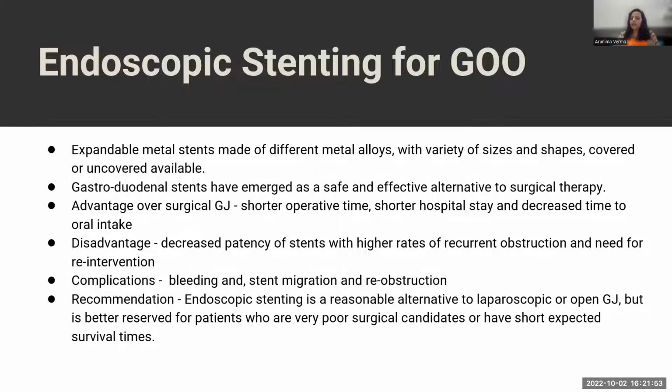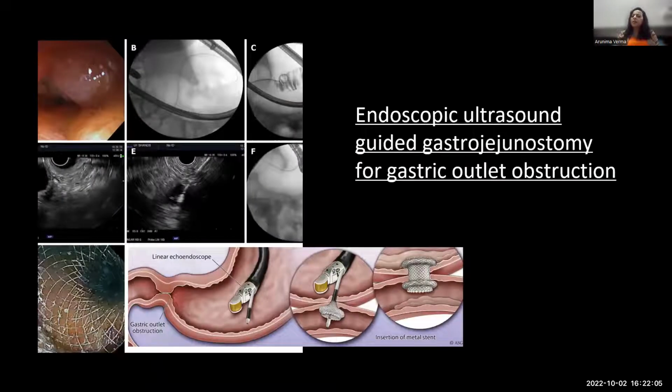The recommendation is that endoscopic stenting should be used as an alternative to laparoscopy or open surgery for patients who are poor surgical candidates or have short expected survival times. Coming to endoscopic ultrasound-guided gastrojejunostomy for gastric outlet obstruction, these pictures show how the procedure has been done, and the luminal opposing metal stents can be seen between the stomach and the bowel.